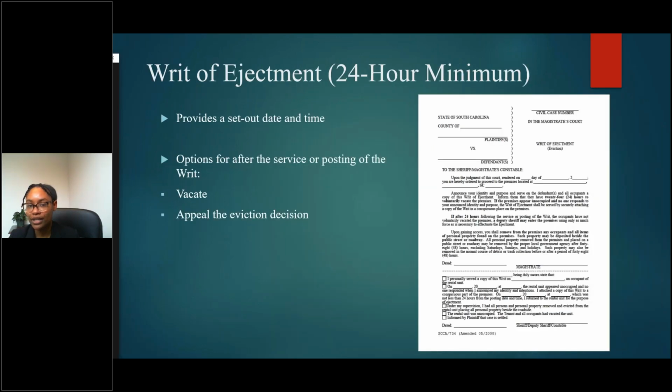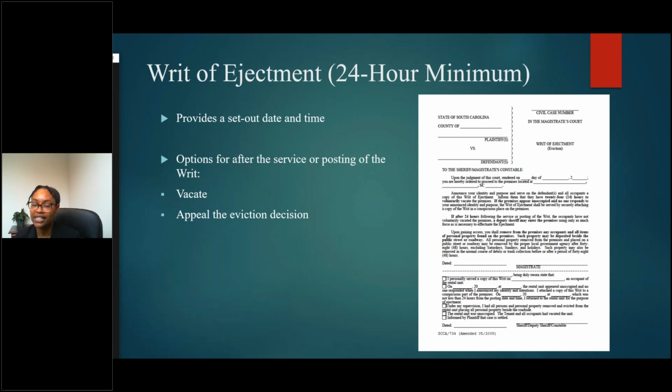So now I'm moving on to a writ of ejectment. I've also included that on the slide from the SC Court's website. This is after, if the judge rules in favor of the landlord, they issue a writ of ejectment. A tenant would have as little as 24 hours to vacate after being served with the writ of ejectment. And they can either vacate or appeal the eviction decision.